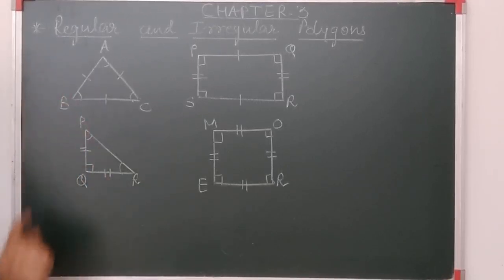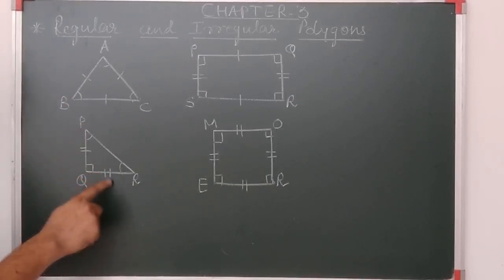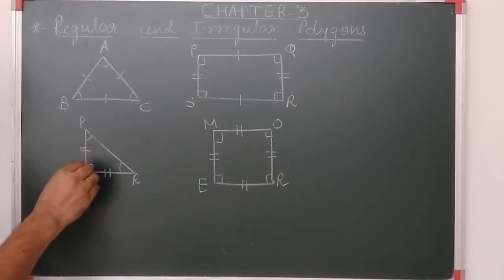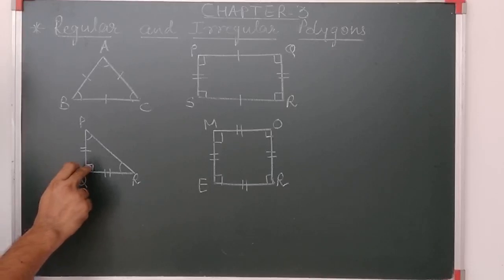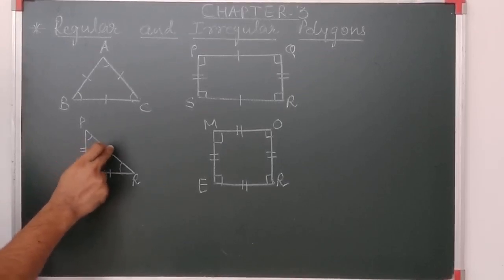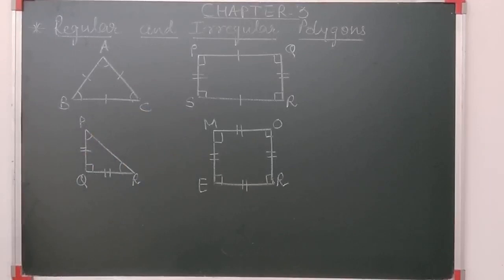Let's see, this is also a triangle. You can see that PQ and QR, these two sides, are equal, as shown by this symbol. But PR is different, which we used to call the hypotenuse. As it is a right angle triangle, one angle is 90, the rest can be equal. So here these two angles are equal, but the third is not equal. So this won't be a regular polygon. It is an irregular polygon.